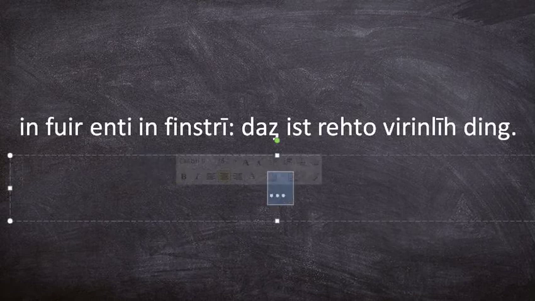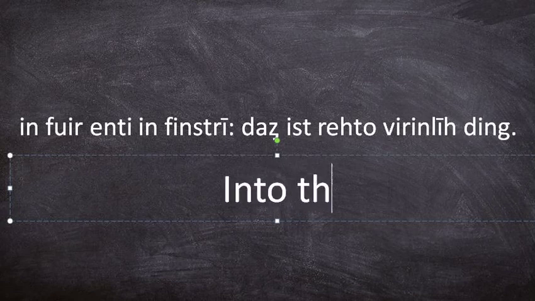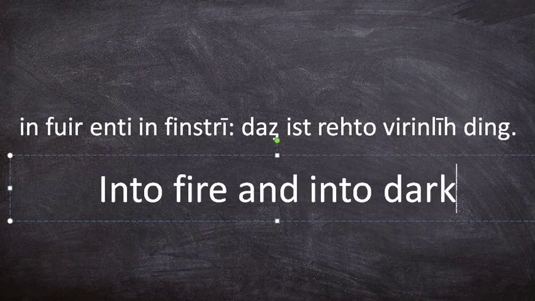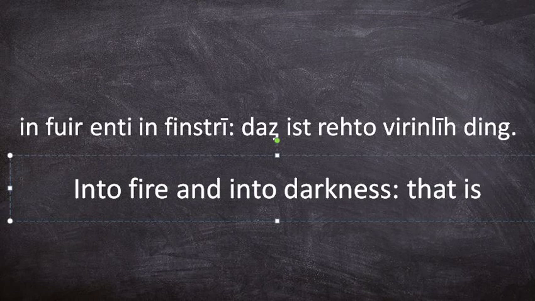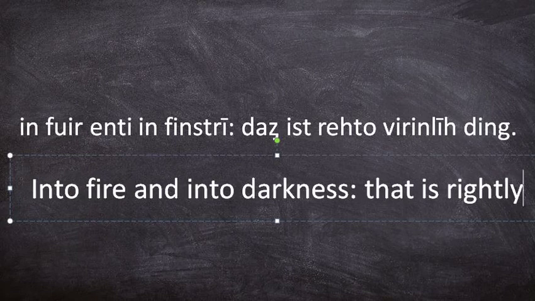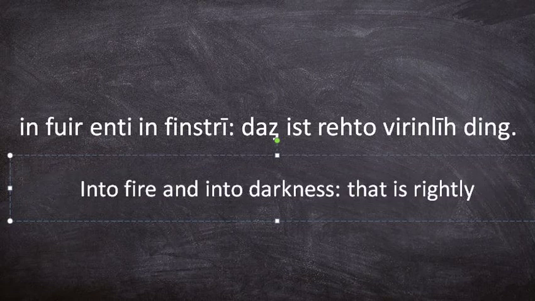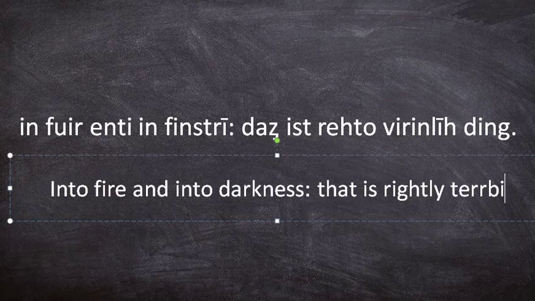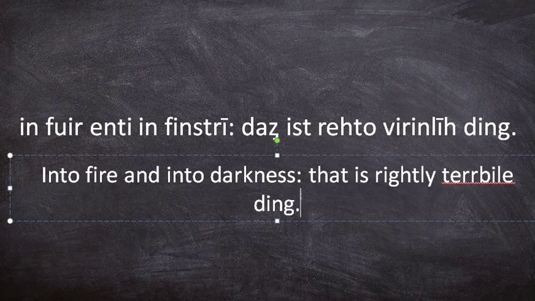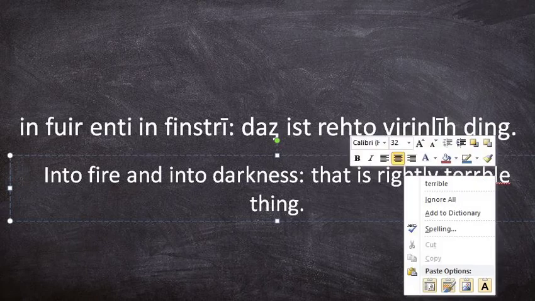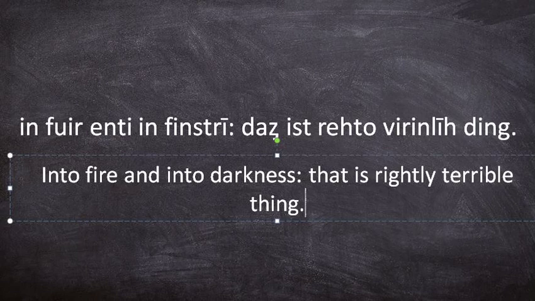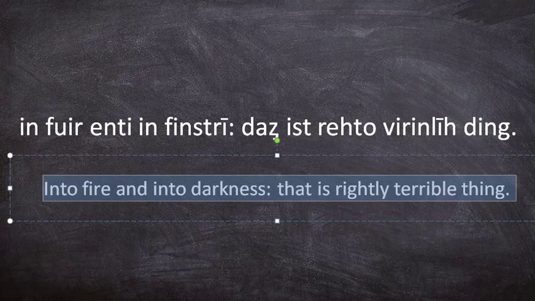virinlih ding. So, what we have here is into fire and into darkness. That is rehto. Rehto can mean very or rightly. So that could be rightly. Virinlih means terrible, and ding means thing, or it can also mean accusation, thing, cause or whatnot. So many ways for that word to mean that.